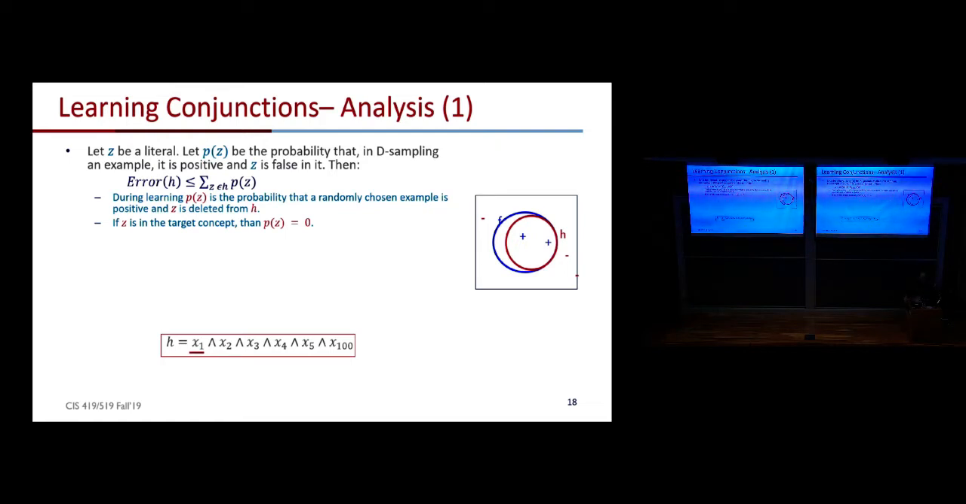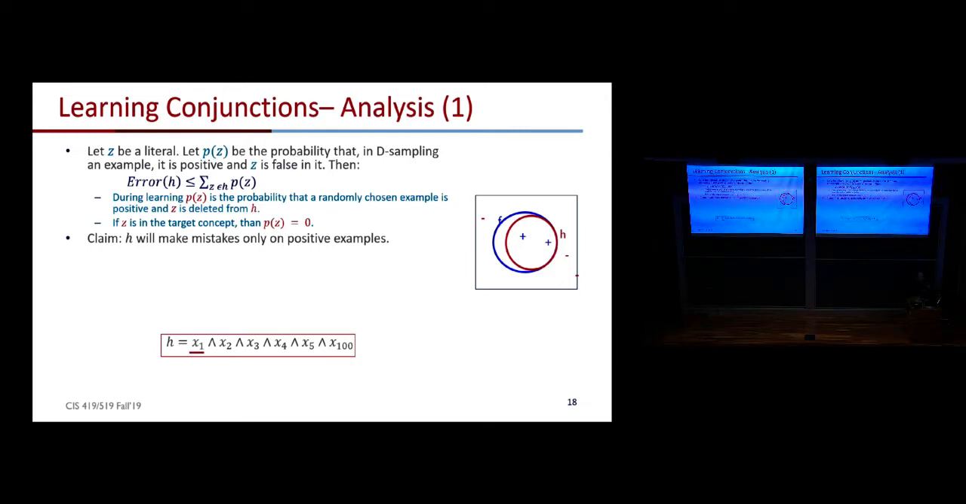Now, during learning, P of z can be thought of as the elimination probability, right? It's the probability that a randomly chosen example is positive, and z is deleted from the hypothesis because z is false in it. Now, if z should be in the function, P of z is 0, right? Because it's never going to be the case that the example is positive and z is false in it. So for the true one, like x3, P of z is 0. Everyone agrees?